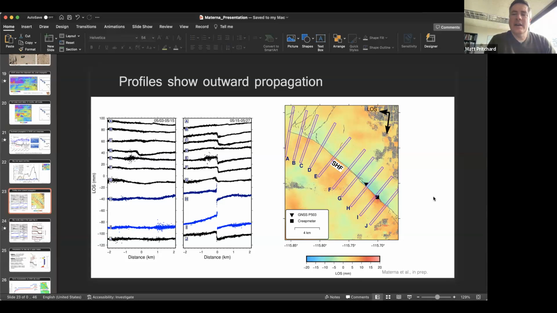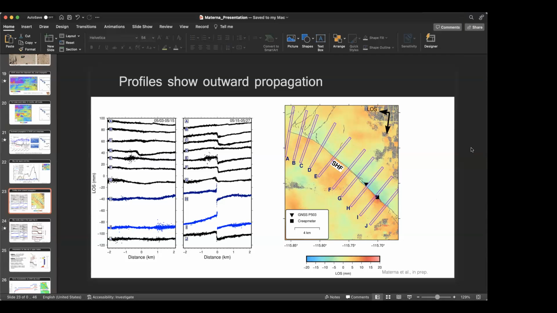Great, thanks, Ellis. Tom Herring, would you like to unmute yourself? Yeah, thank you. Very nice talk, Catherine. I'm just curious about the magnitudes. Your creepmeters show 35 millimeters of motion, and yet the GPS site really only moved by maybe somewhere between 5 to 8 millimeters. I'm just curious why that disparity in magnitude.